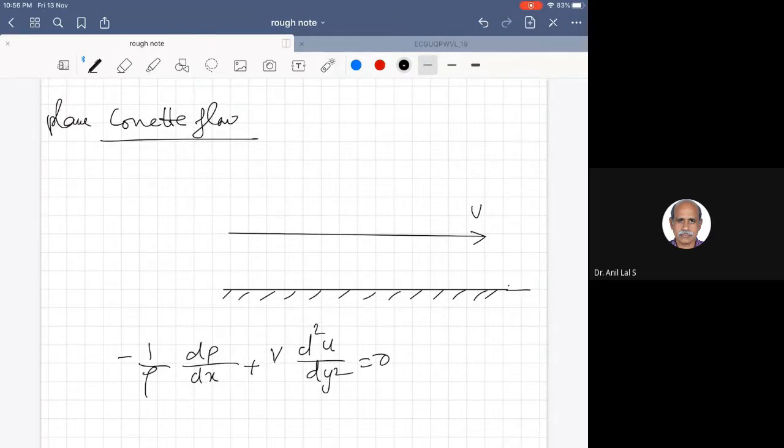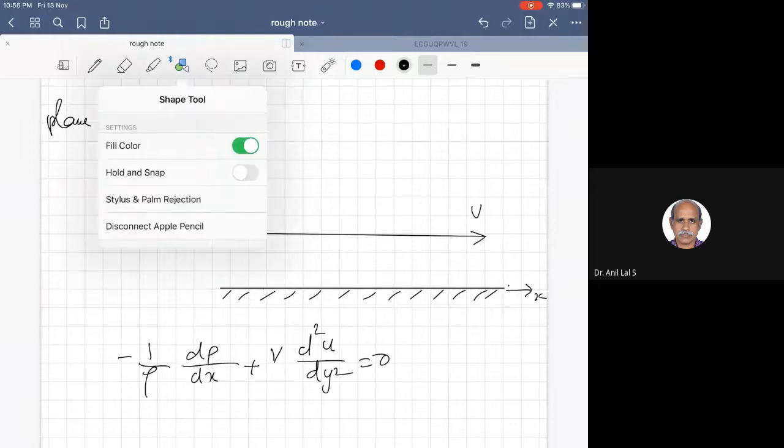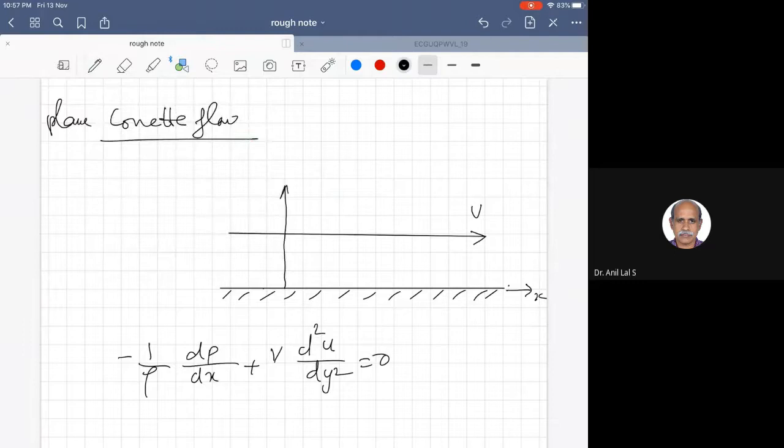We take the x-axis like this so that the y distance is measured from the bottom wall. Let the height between the top wall and the bottom wall be h. Here this is stationary, so u is equal to 0 over here, and u is equal to capital U at y is equal to h. These are the boundary conditions.